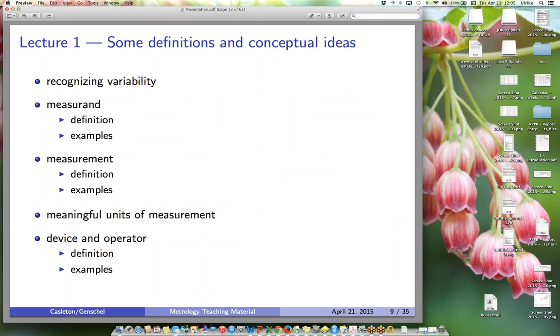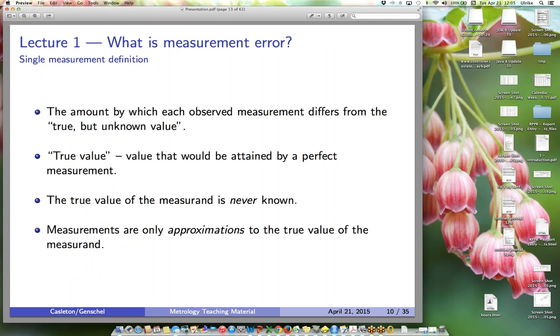In the next part of the lecture, we go into just some definitions and examples. We talk about recognizing variability, the measurand as the thing for which we are trying to establish a true or correct value, measurement as the result of the measurement process, and meaningful units of measurement, which is important in any type of taking measurements. Then we define the device and operator, since these are things that will impact the measurement error.